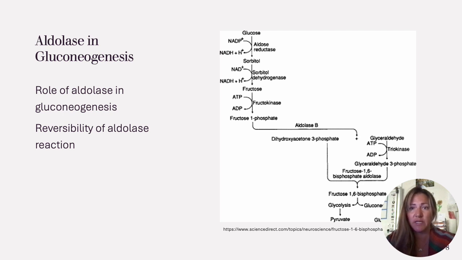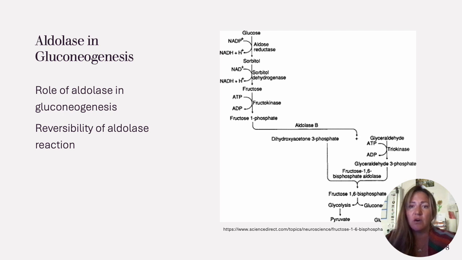Aldolase is a cytoplasmic enzyme that catalyzes the reversible conversion of fructose 1,6-bisphosphate into dihydroxyacetone phosphate, or DHAP, and G3P. This reaction is a key step in the gluconeogenesis pathway, which synthesizes fructose 1,6-bisphosphate from those 3-carbon triose phosphates. Aldolase also works on 6 other reversible reactions in glycolysis.